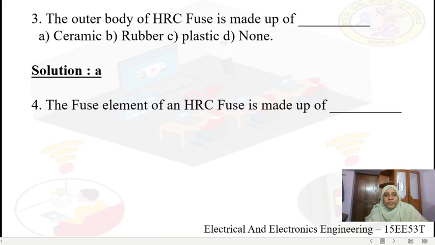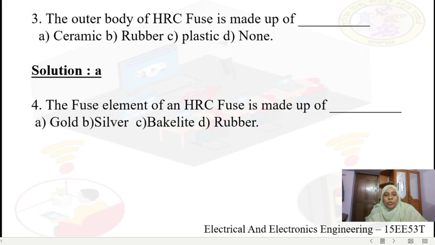Coming to the next one, the fuse element of an HRC fuse is made up of option A, gold, option B, silver, option C, bakelite, option D, rubber. Looking at options C and D, bakelite is a bad conductor of heat, whereas rubber is an insulator. So those two options are ruled out. It can't become a fuse element.